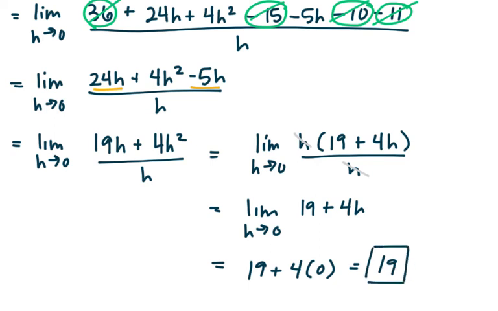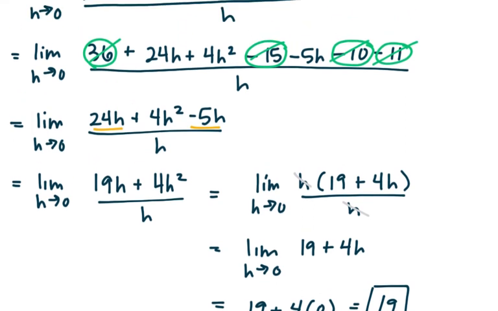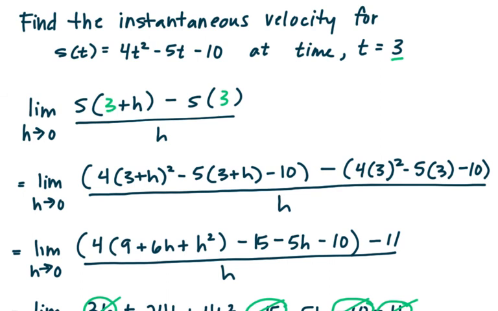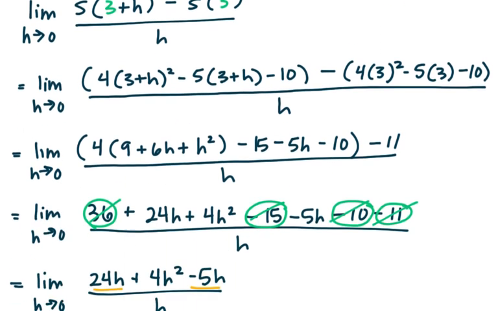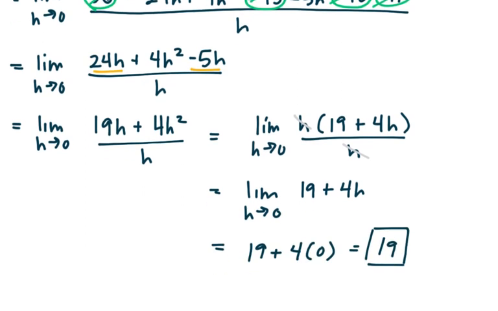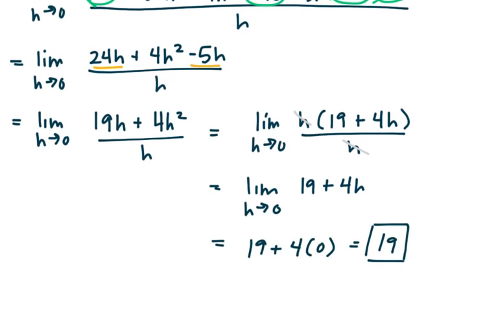So my instantaneous rate of change, or the instantaneous velocity for this position function, is 19, and that is at the moment where t equals 3. So that's how we do these instantaneous velocity, instantaneous rate of change problems.